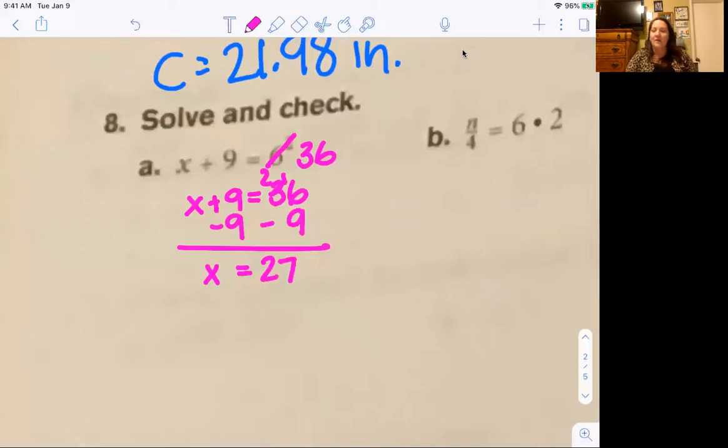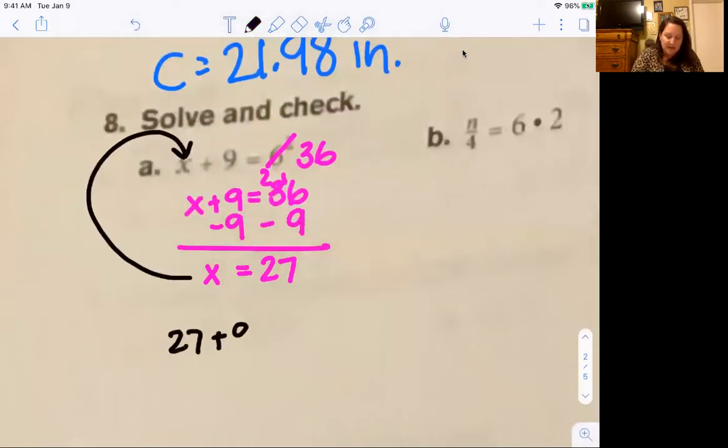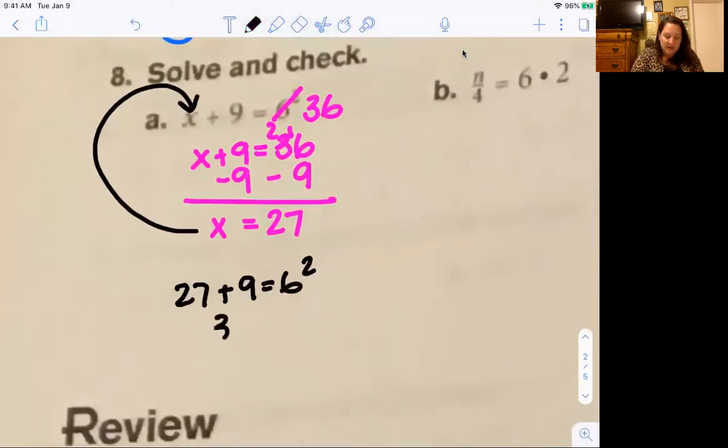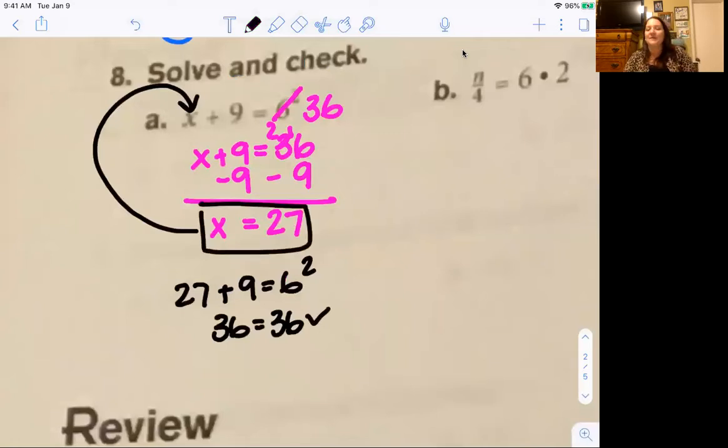27. Wow. I don't think we've gotten a 27 before in any of our answers. Let's see if we got it right. We're going to plug 27 in where that X is. 27 plus 9 equals 6 squared. 27 plus 9 is 36. 6 squared is 36. Yeah, we got it. Woohoo, we are awesome.